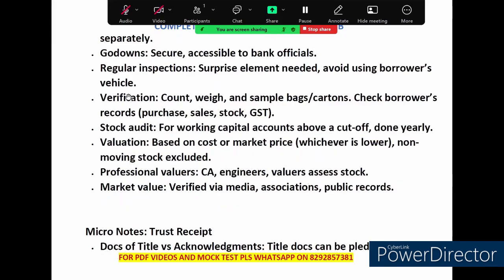So these are also called warehouses. These should be secure and easily accessible for bank officials. Regular inspection: banks sometimes do surprise inspections to ensure everything is in order. It is important not to rely on the borrower's vehicle for this visit.